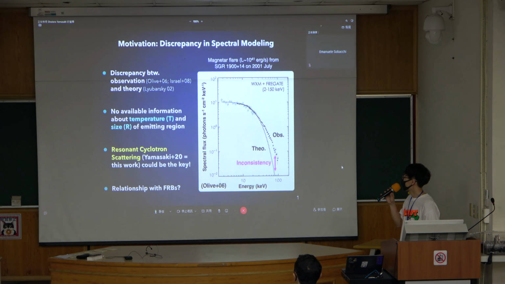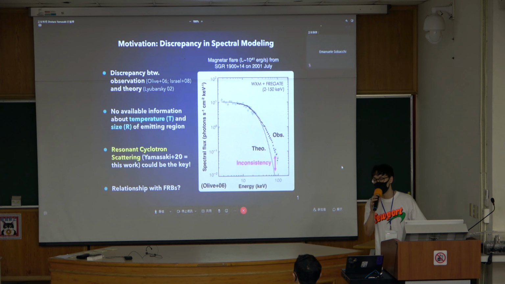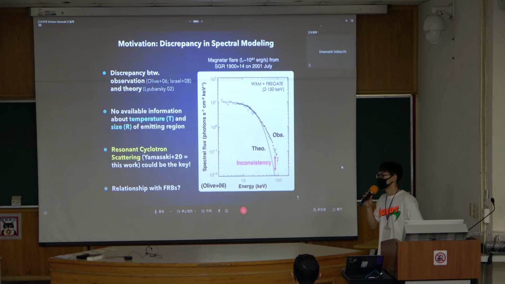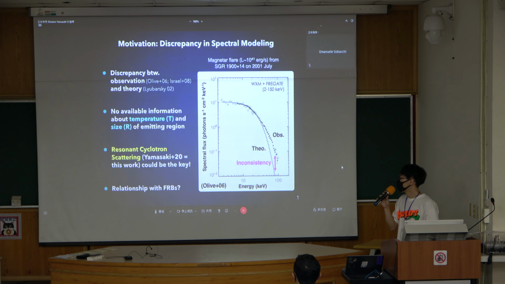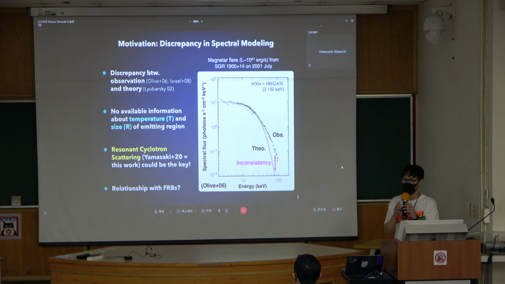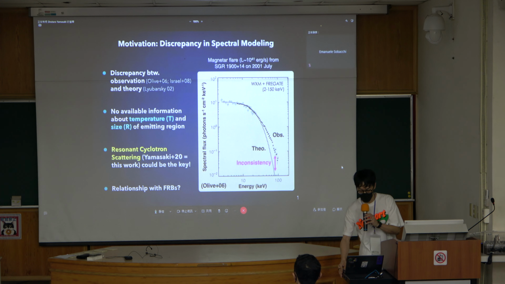And actually, this theory line just assumes thermal emission. Because of this discrepancy, we can't accurately measure the temperature of the plasma, and we can't estimate the size of the emitting region. So this problem remained for a long time. Here we address this question by considering a special process, resonant cyclotron scattering, also introduced in Kunisato's talk as well. And of course, magnetar flare is highly interesting because it is discussed to be related to fast radio burst.